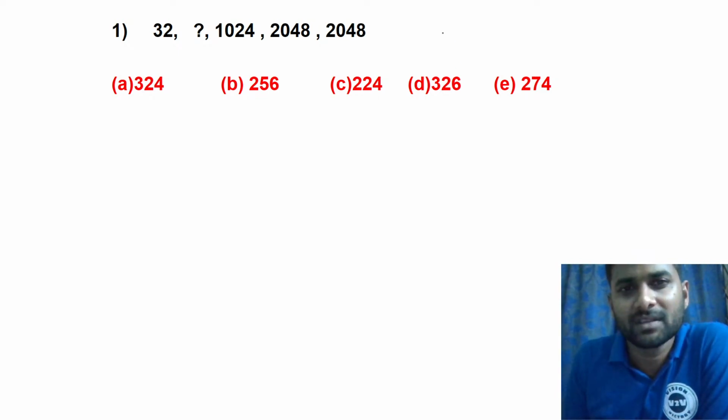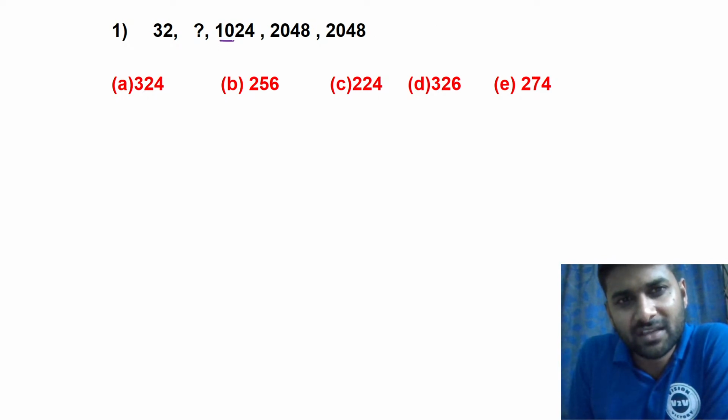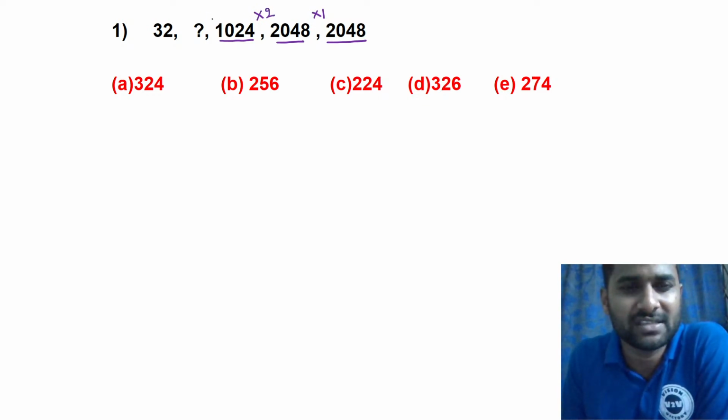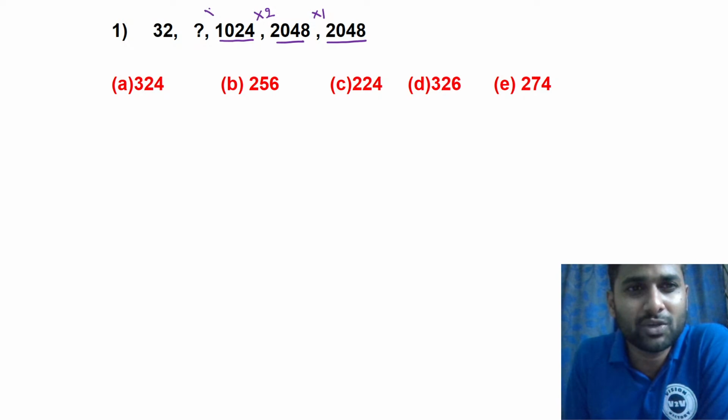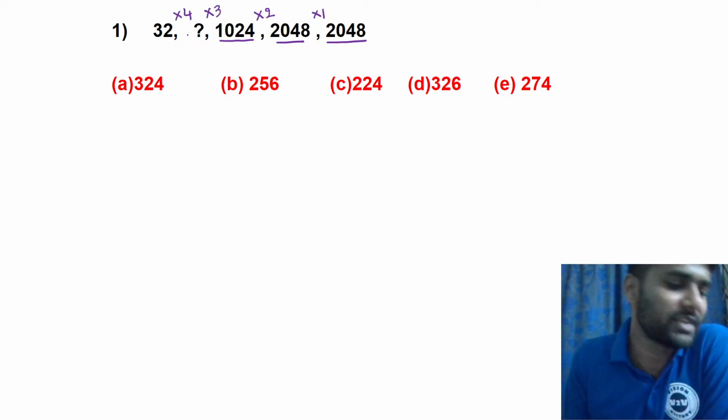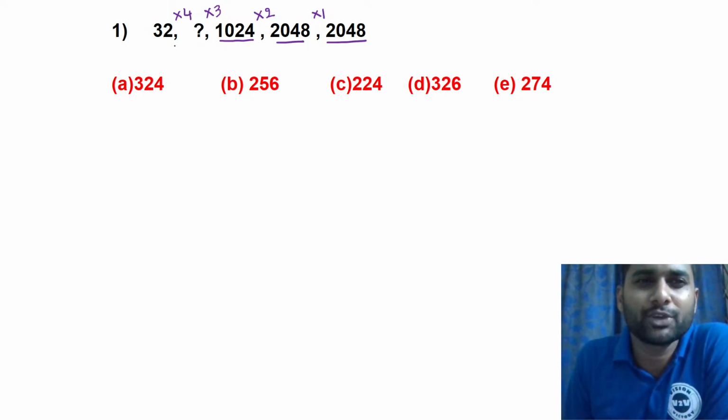Now see, here we understand 1024 and 1024, 2048 and 2048. So it is exactly one multiple and it is exactly two multiple. Now we thought there are two chances: either it is a multiple with 3, or a multiple with 4. I thought, see, 1, 2, 3, 4, maybe they followed natural numbers. Now 32 into 4, the value becomes 128. But here there is no such option.